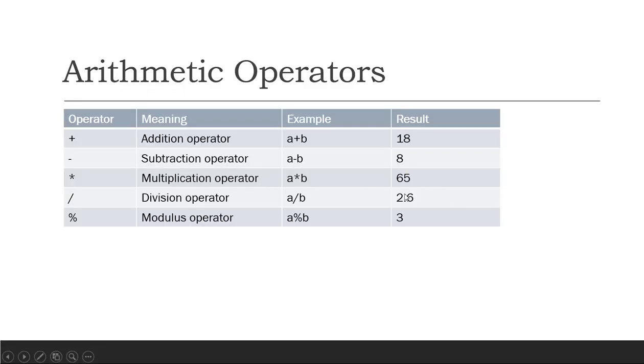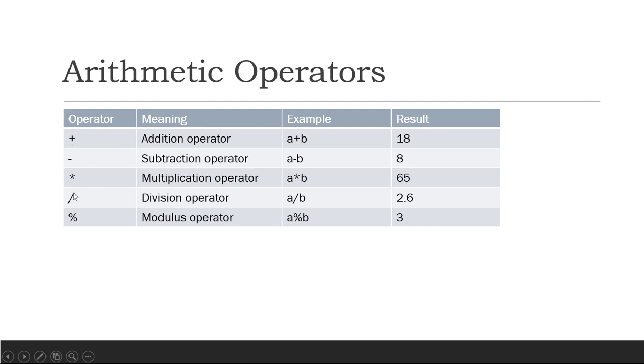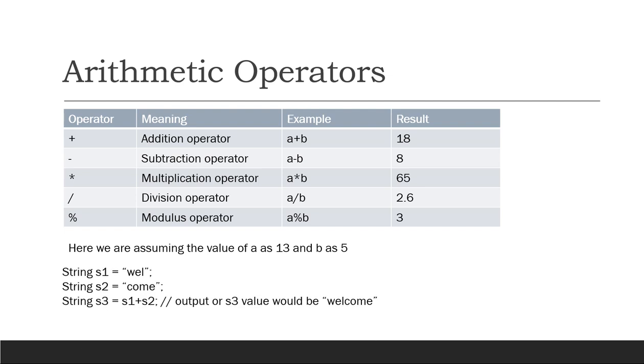Another operator is concatenation. This plus operator, if you use it, basically performs an arithmetic operation. But if you want to perform the same operation with string type data, instead of performing arithmetic, it is going to perform a join operation, or you can say a concatenation operation. Take the example: string s1 equal to well and string s2 equal to come, and if you perform s1 plus s2, the result would be welcome.